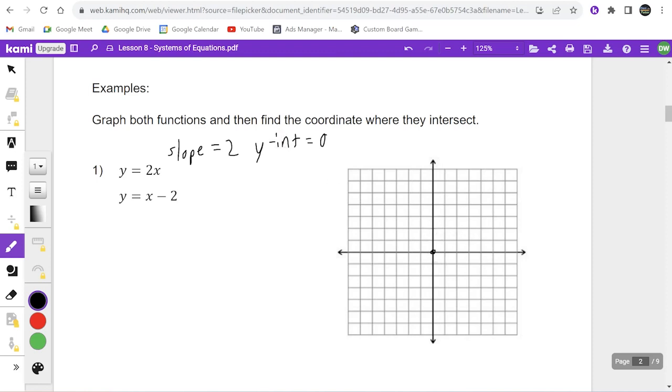So that means we're going to start in the middle and go up 2 each time. And if you go the other way, we're going down 2 each time. And then if I were to draw a line connecting all these points, there's my first function.